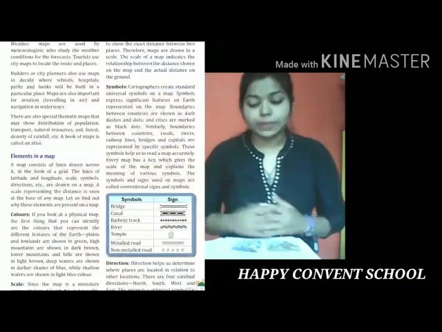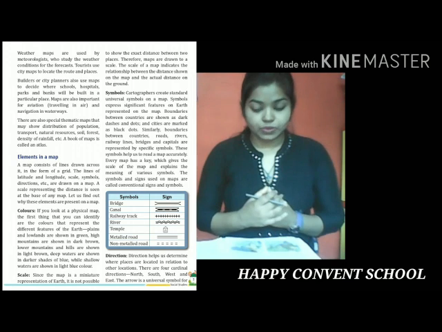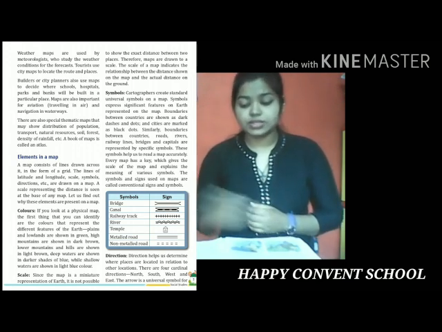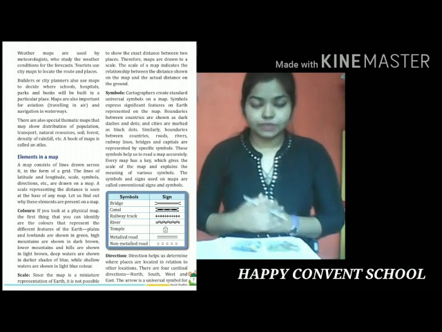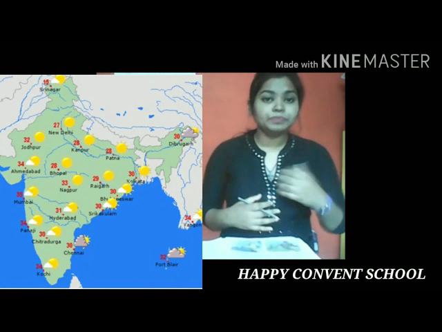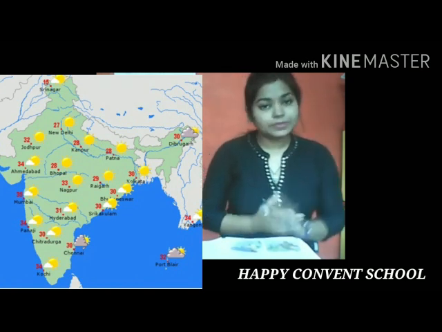Okay. A weather map will show you the weather condition. It is used by the meteorologists who study the weather condition for the forecast. We know only that it is shown that today it will be cloudy or sunny. With the help of weather maps, we get to know this.